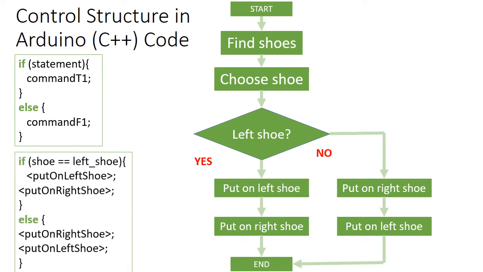And here's some pseudocode that corresponds to this. So we have the statement that we test: is the shoe the left shoe? If it's true, we carry out the commands within the curly braces that immediately follow. And then we can put else after that, which is what is executed if the statement at the top, right after the if, is false.